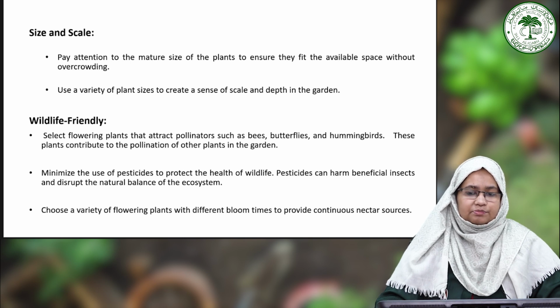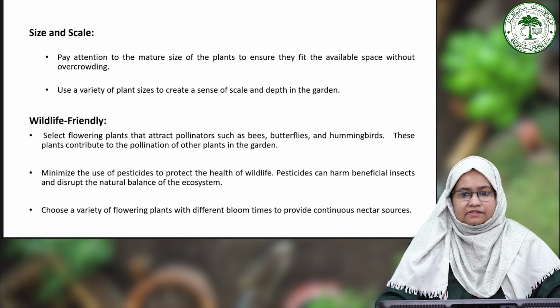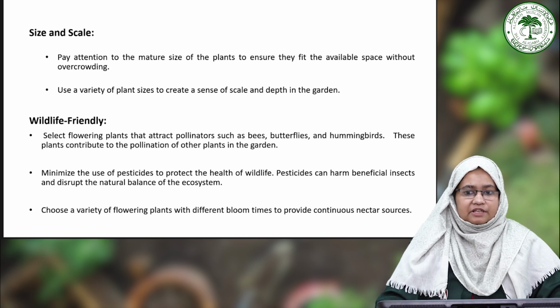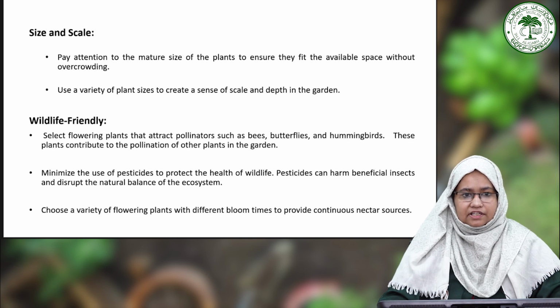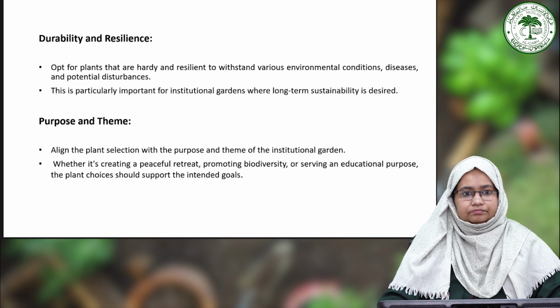Then they should be wildlife friendly. Select flowering plants that attract pollinators such as bees, butterflies and hummingbirds. These plants contribute to the pollination of other plants in the garden. Minimize the use of pesticides to protect the health of wildlife. Pesticides can harm beneficial insects and disrupt the natural balance of the ecosystem. Choose a variety of flowering plants with different bloom times to provide continuous nectar sources.